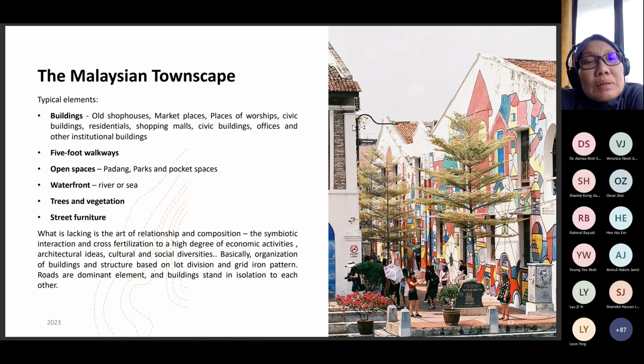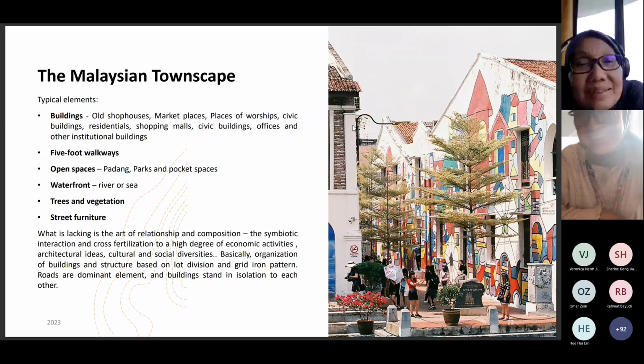Okay, back to the Malaysian townscape, the typical elements that we have. If you want to know more, you can grab hold of my book, Townscape Revisited, where I explain in detail all these elements. You can buy the book from Shopee, if I'm not mistaken. The Shopee sales are much cheaper than buying from the publisher.